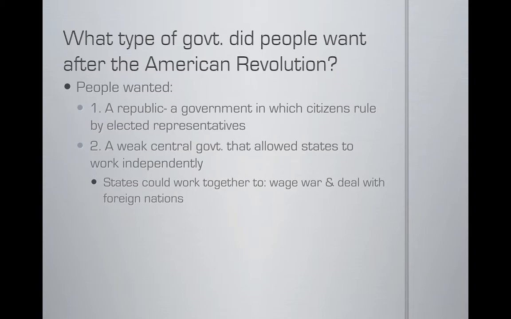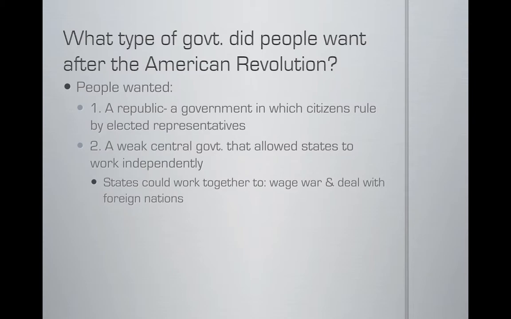It is written while the American Revolutionary War is going on. So they realize, if we win, what kind of government do we want to have set up? So the people wanted a government in which they could elect representatives, because remember, their issue was about taxation without representation. So they wanted representatives to do work for them, to take care of their concerns.